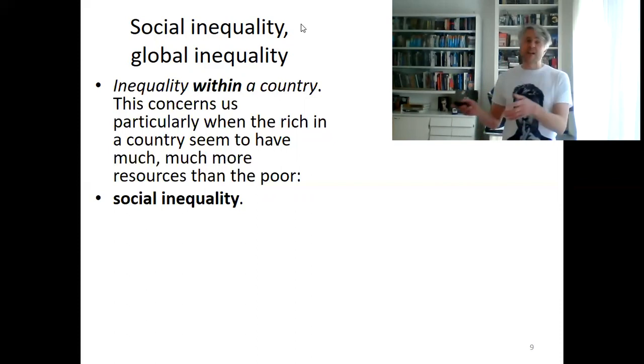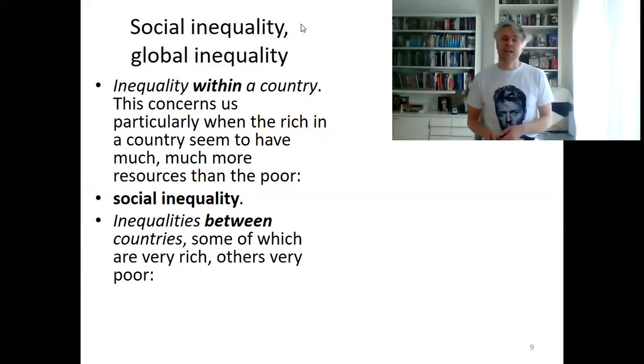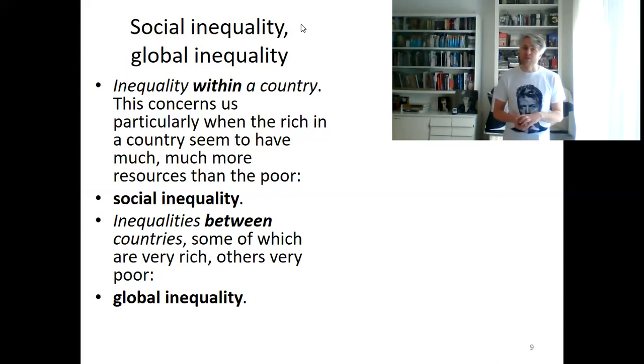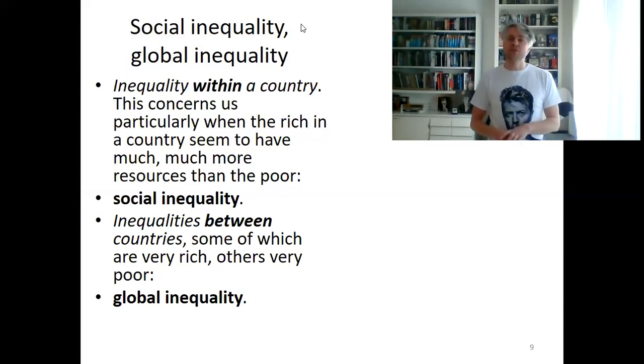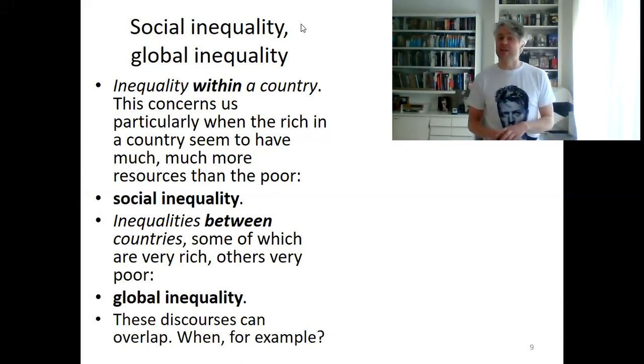Don't confuse this with a slightly different concept. The second concept I want to compare this with is the inequalities between countries. Okay, so we're sitting in our home country or the country where we're living. We're looking at other countries, countries we travel to, and we notice that some of them are much richer or much poorer than our own country. So thinking about the inequalities between countries, we get the idea of global inequality. So to make it clear, two quite separate concepts here. It's worth noting though, these concepts and the discourses around them can overlap. Okay, so social inequality within a country can overlap with global inequalities.